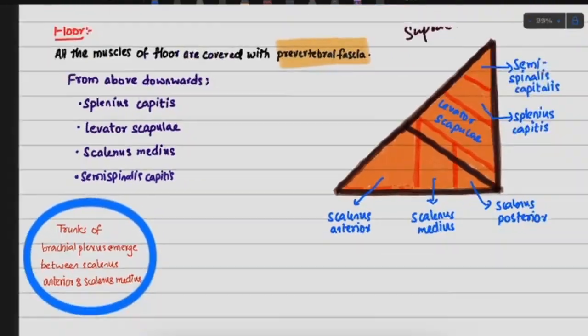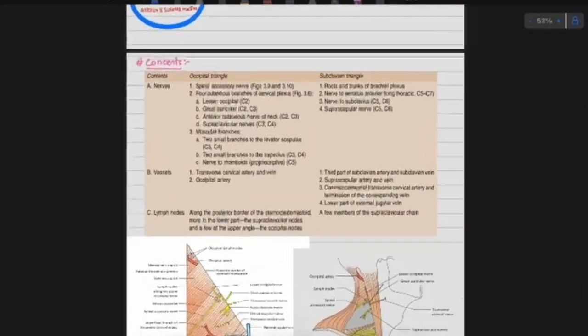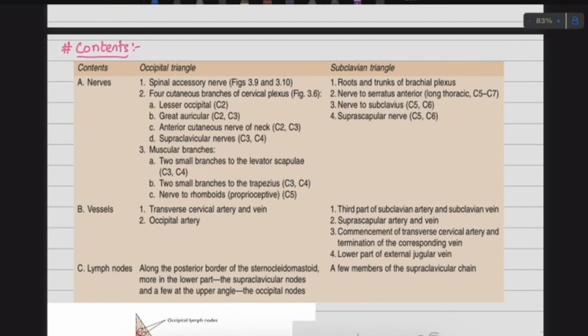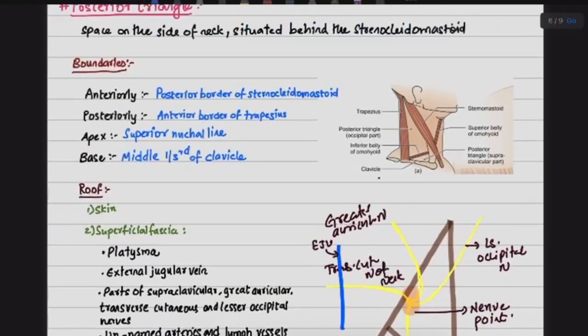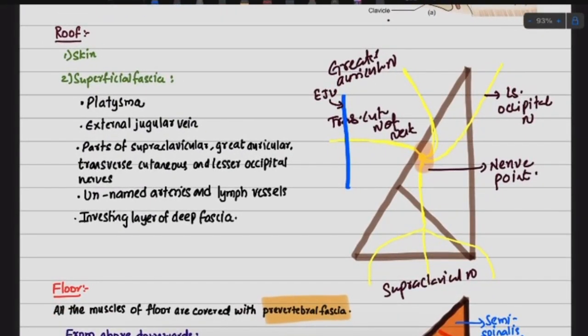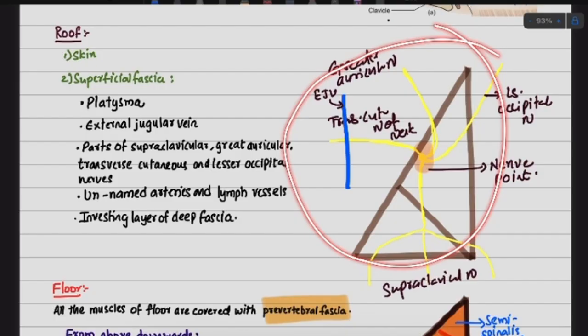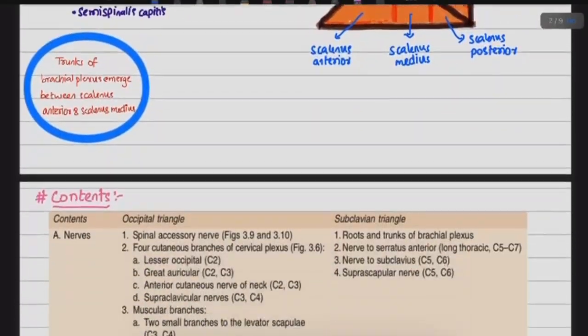Now let us talk about the contents. So what are the nerves? You can write all the nerves forming the roof, and you can also write the muscles of the floor. I hope you guys are clear. See, we have discussed the roof here, no? So this roof is only the contents of both the triangles.